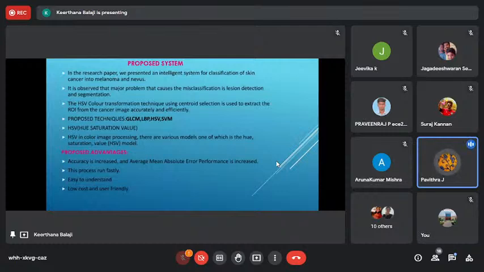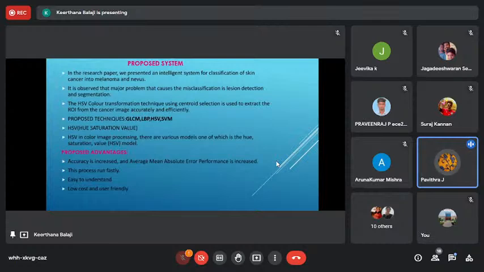The proposed techniques are GLCM, LPP, HSV, and SVM. HSV, which is also called hue saturation value. In color image processing, there are various models, one of which is the hue saturation value HSV model.